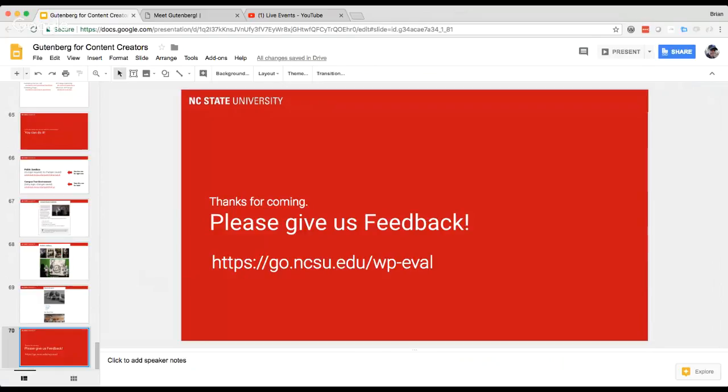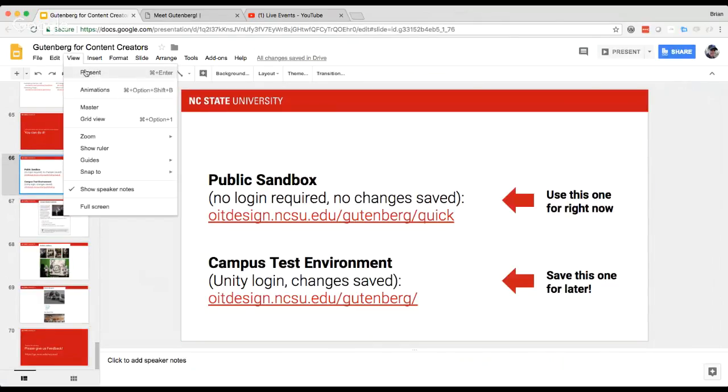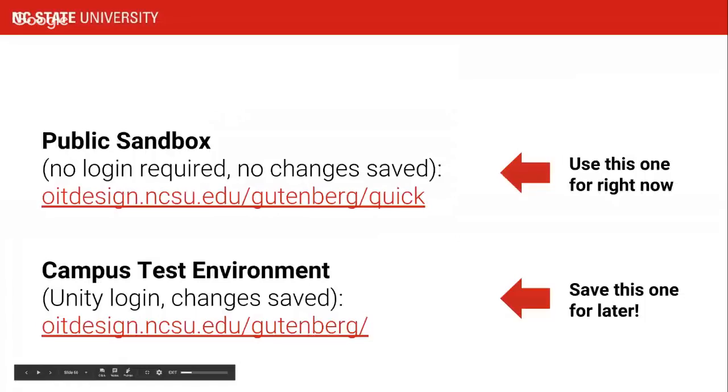Yeah, so I see Jen is answering a question, and I'm going to go ahead and say out loud what she's writing as well. So there's a question about how to get Gutenberg and try it out some more. So we do have this campus sandbox that you can play in and get to know Gutenberg. I'll go ahead and bring that slide up again, present. So that's at oitdesign.ncsu.edu/Gutenberg. You can create a site and log in and make any changes that you want and save them and keep experimenting with it.